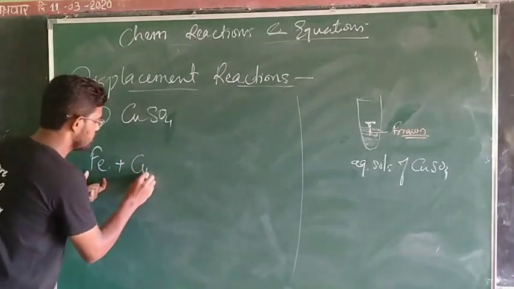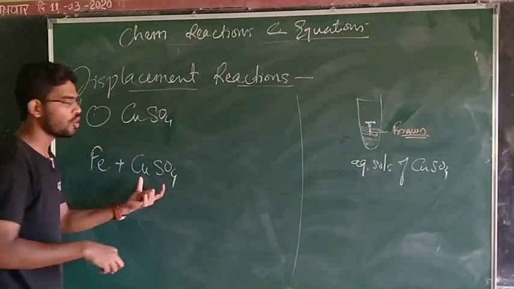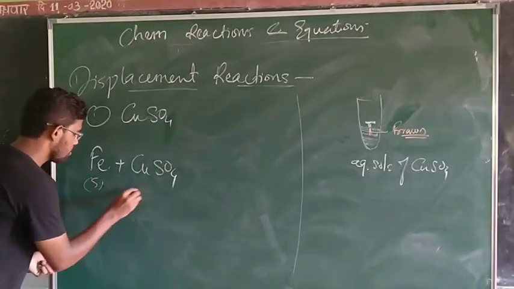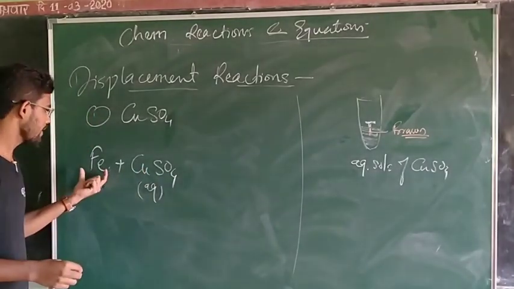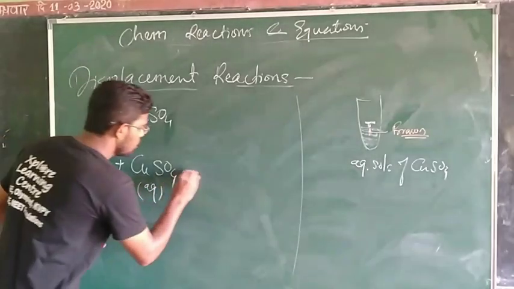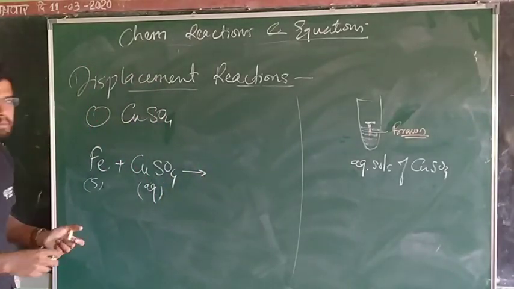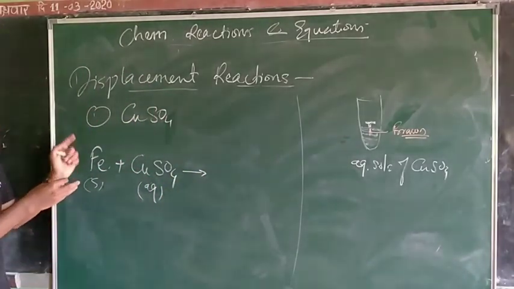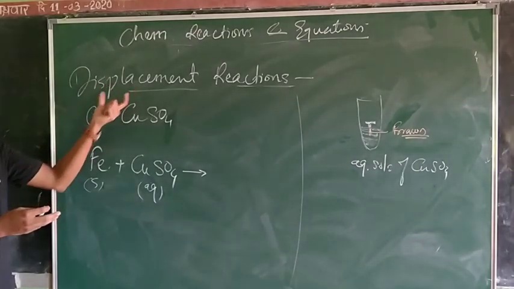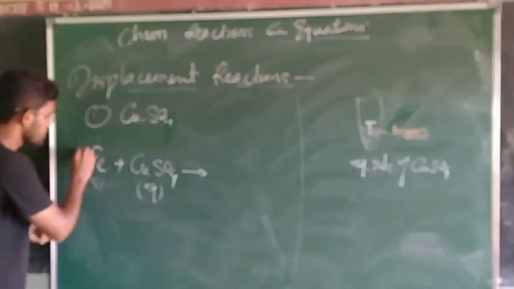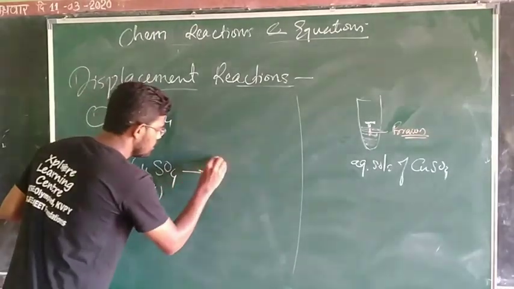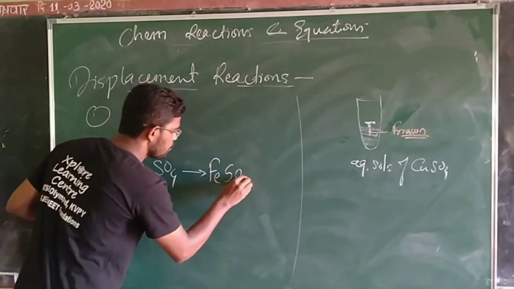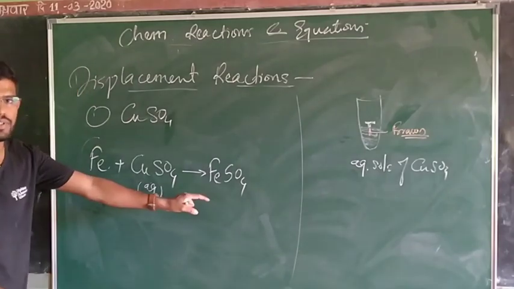has reacted with copper sulfate. This was solid, the aqueous solution of copper sulfate. Iron reacts with copper sulfate to give you what? As we are discussing this in the category of displacement reaction, in this reaction, what happens? This Fe will displace copper to form a new compound, that is ferrous sulfate.